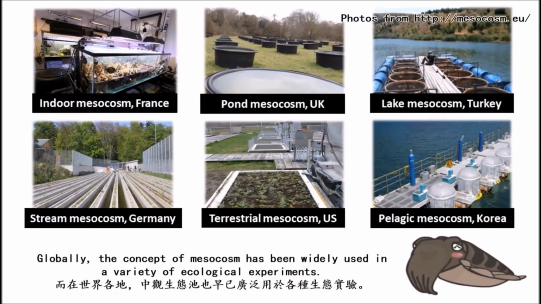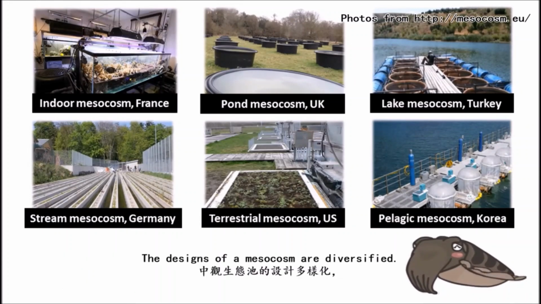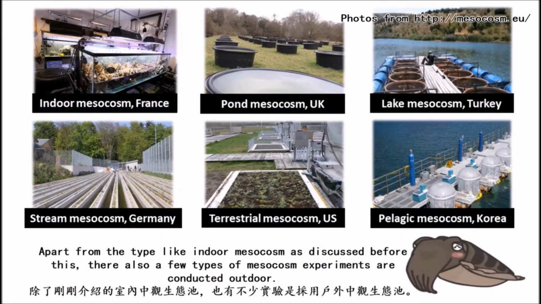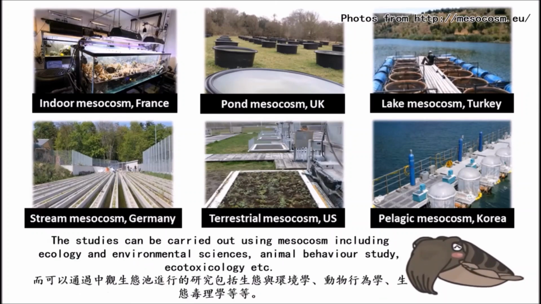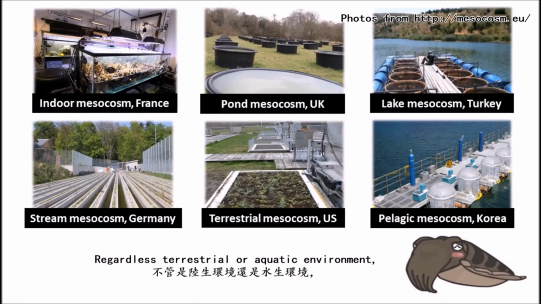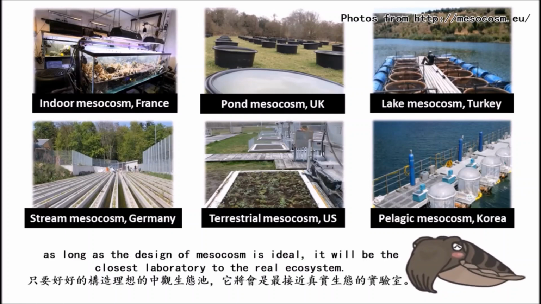Globally, the concept of mesocosm has been widely used in a variety of ecological experiments. The designs of a mesocosm are diversified. Apart from the type like indoor mesocosm as discussed before this, there are also a few types of mesocosm experiments conducted outdoor. The experimental environment for both types of mesocosm are isolated from the original environment. In order to facilitate the manipulation of study, the studies can be carried out using mesocosm including ecology and environmental sciences, animal behavior study, ecotoxicology, etc., regardless of terrestrial or aquatic environment. As long as the design of mesocosm is ideal, it will be the closest laboratory to the real ecosystem.